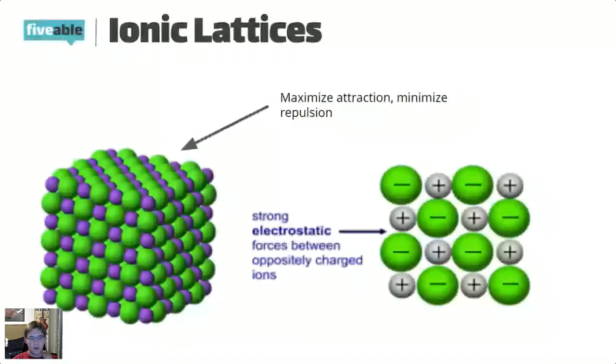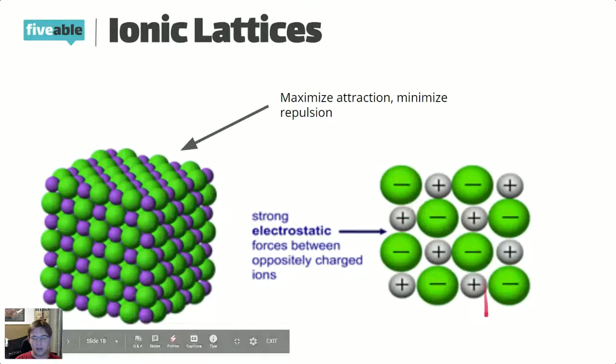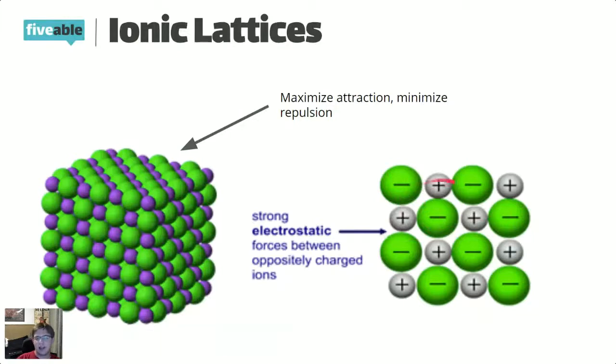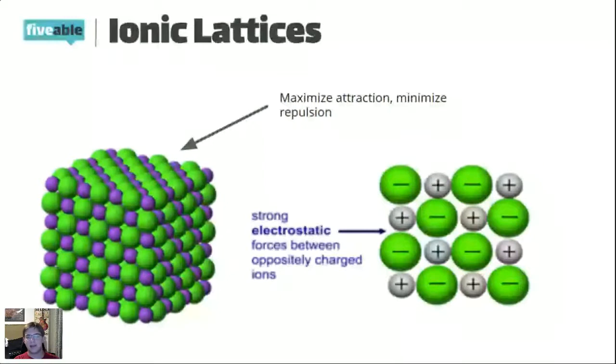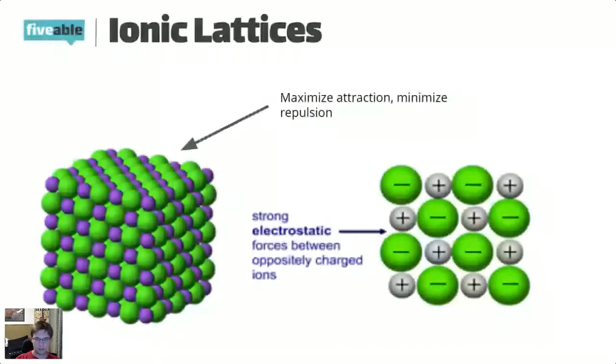And so by forming this lattice, they will maximize the attraction to themselves while minimizing repulsion, right? There's going to be some repulsion here, and all along here. These negative ions are going to repel themselves, and same with these positives. However, this structure, because each ion is surrounded by what it's attracted to, maximizes attractions and minimizes repulsions. Does that make sense?